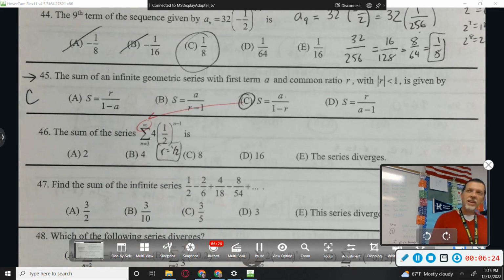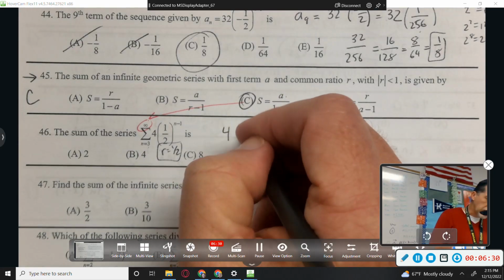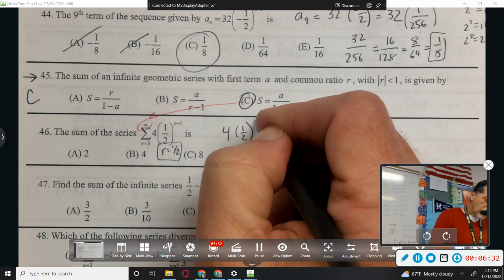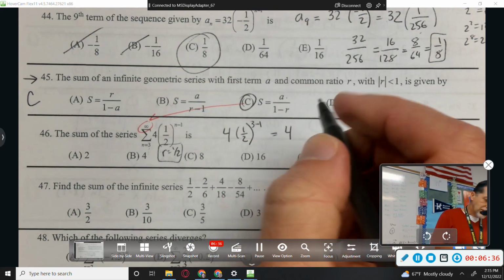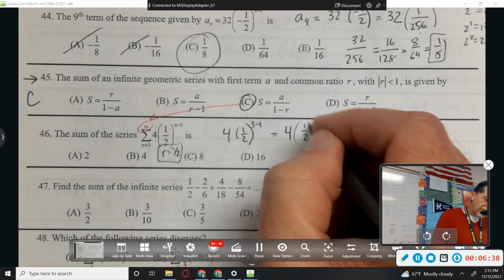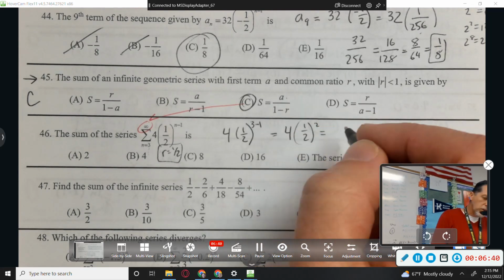What am I plugging in? 3. Yeah, don't plug in 1. This one starts at 3, so you've got to plug in 3. It's a little bit weird, but 4 times 1/2 squared is 1/4. 4 times the 4th is 1.